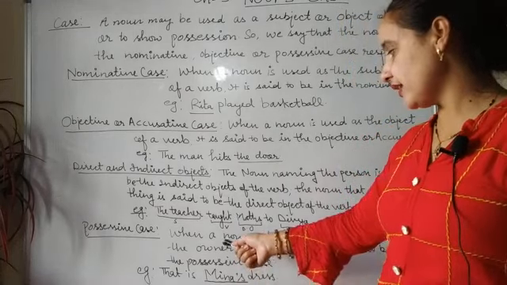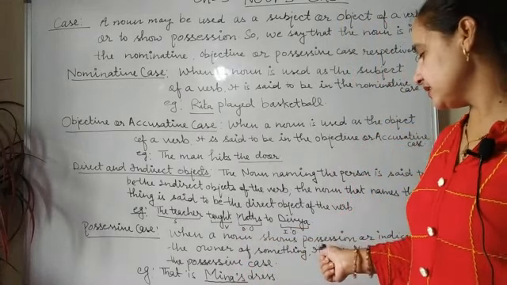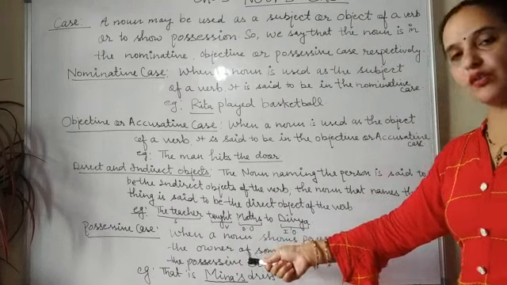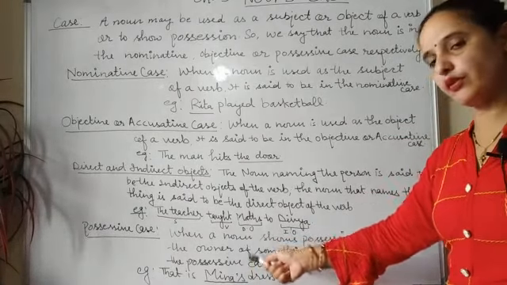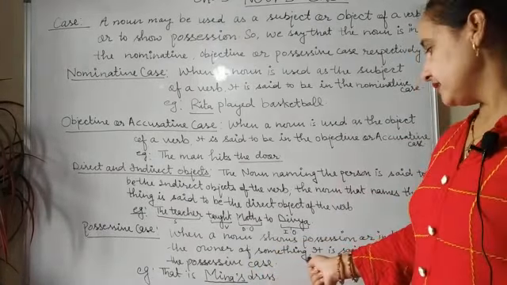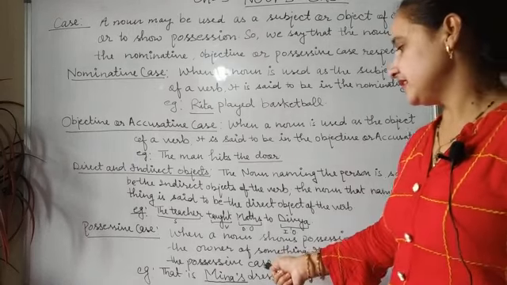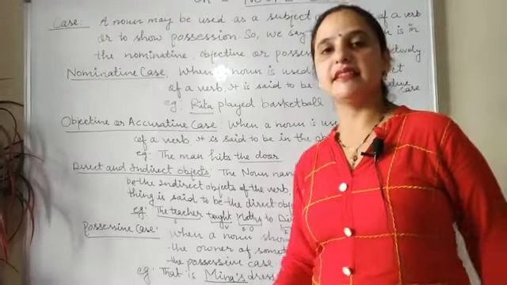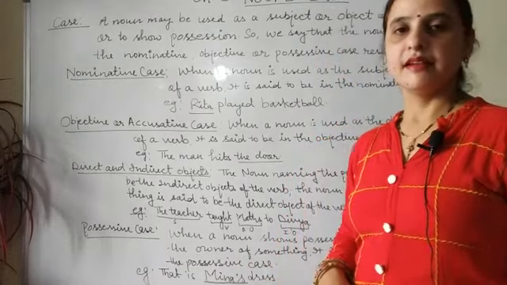And the definition: when a noun shows possession or indicates the owner. So Meena is the owner of the dress. Something it is said to be in the possessive case. So this sentence is in the possessive case.